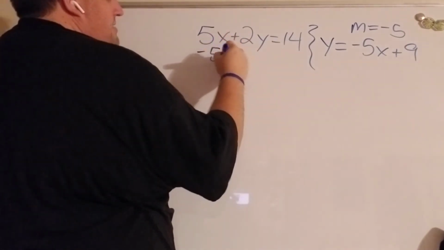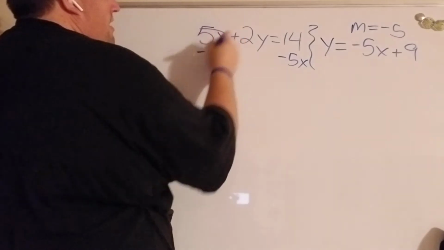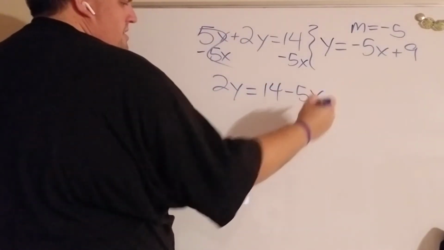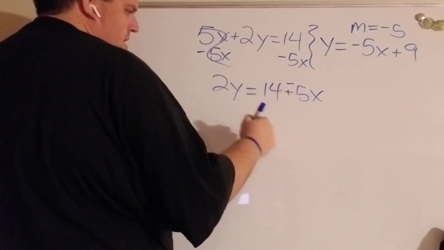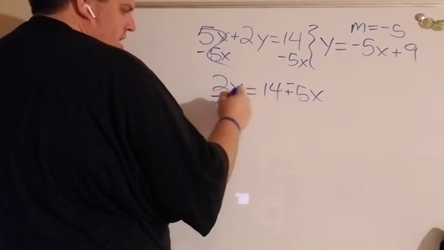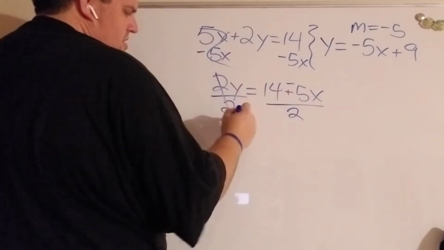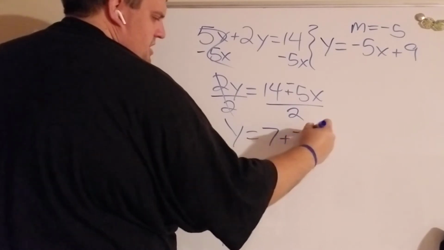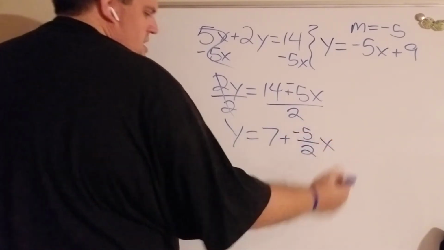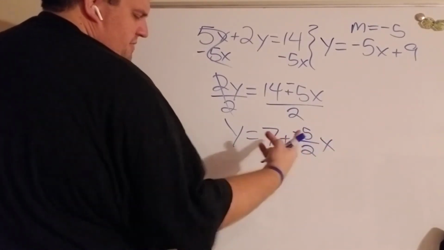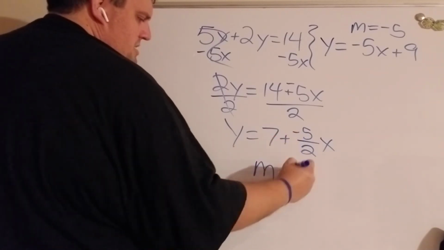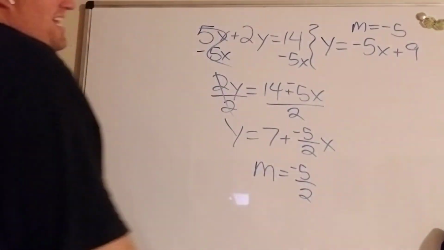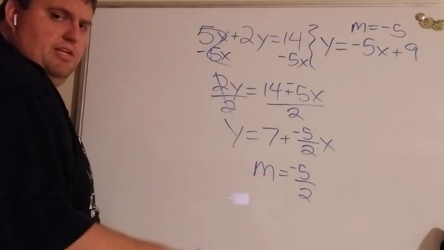I'm going to minus 5x. That's going to give me 2y equals 14 minus 5x. And then divide by 2. 14 divided by 2 is 7. -5 over 2, I'm just going to leave it -5 over 2. And then I can see down here, even though they're flipped, if you want to switch them, you can. The slope is -5 halves. So I check those slopes, -5, -5 halves. Not the same, not negative reciprocals.